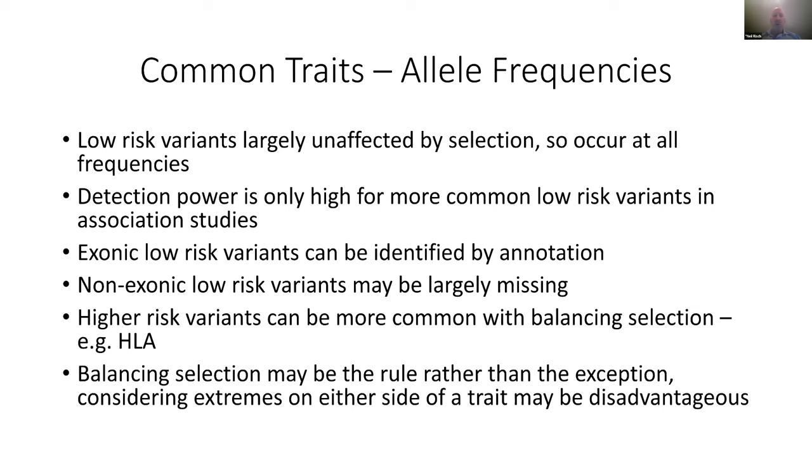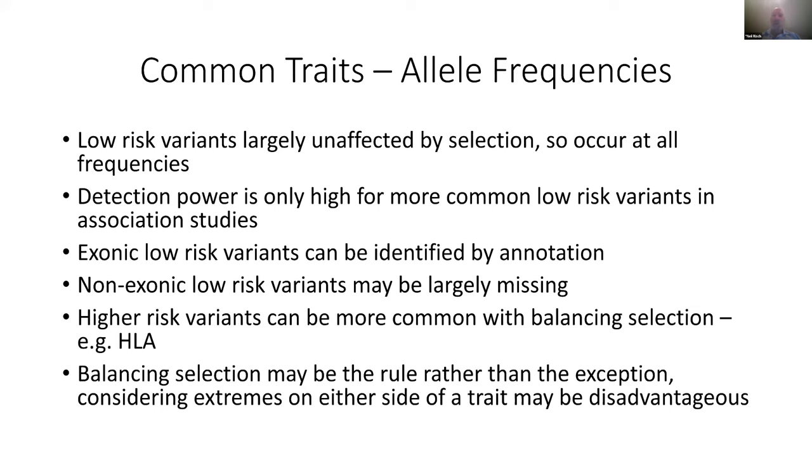There are examples where higher risk variants can be more common when there's balancing selection. HLA would be an example of this. There are some moderately high risk variants for type 1 diabetes, for example, which historically would have had a lot of selection, but they're still occurring with high frequency. As we know, there's tremendous balancing selection occurring in that region.